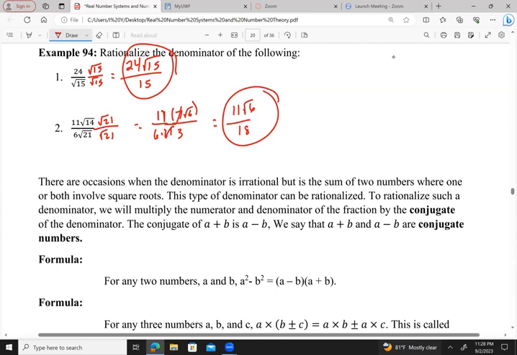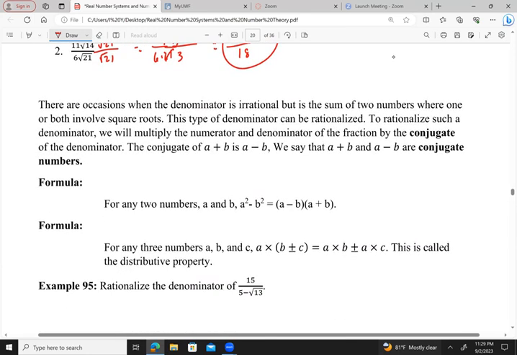There are occasions when the denominator is irrational, but is the sum of two numbers where one or both involves square roots. This type of denominator can be rationalized. To rationalize such a denominator, we will multiply the numerator and denominator of the fraction by the conjugate of the denominator. The conjugate of a plus b is a minus b. So we say that a plus b and a minus b are conjugate numbers.